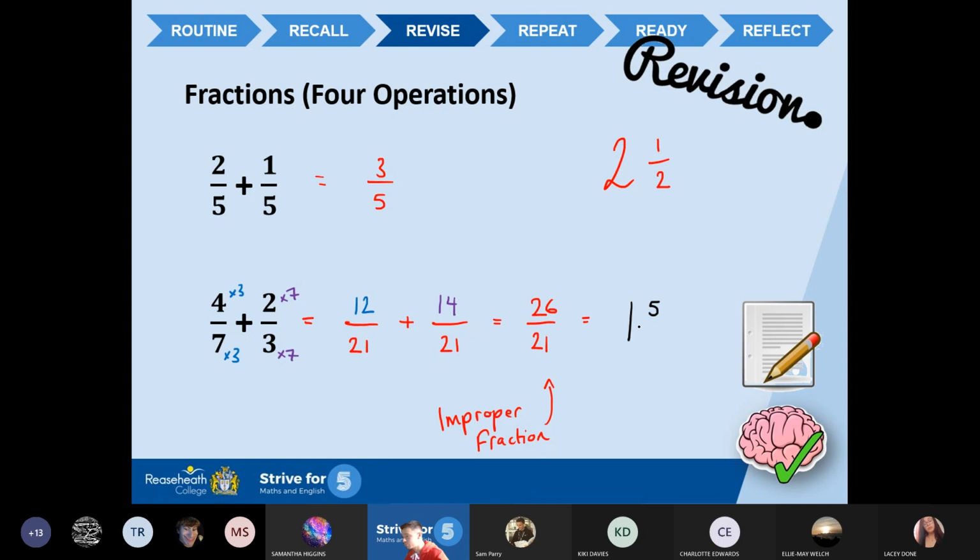So 5 becomes my top number. And remember, it's a fraction, and we keep the bottom number the same. So 1 and then 5 over 21. So let me write that down in my notes, mixed number.